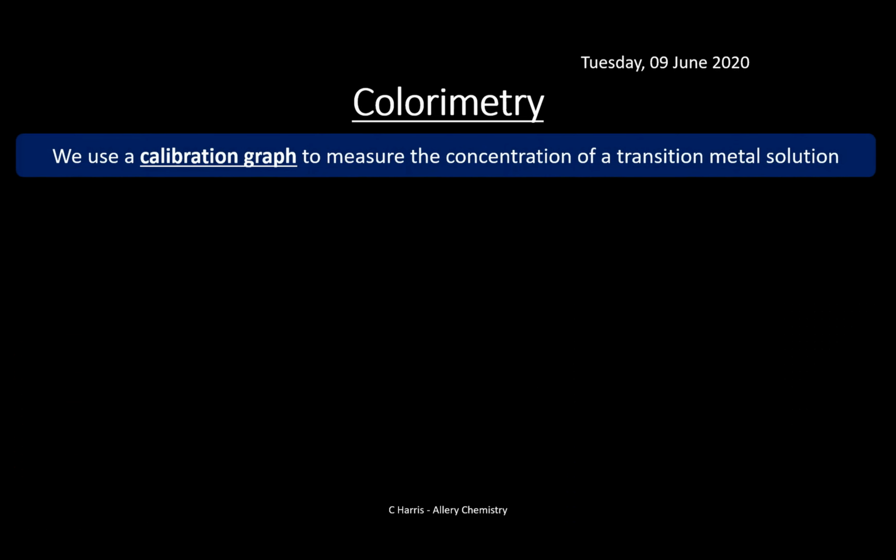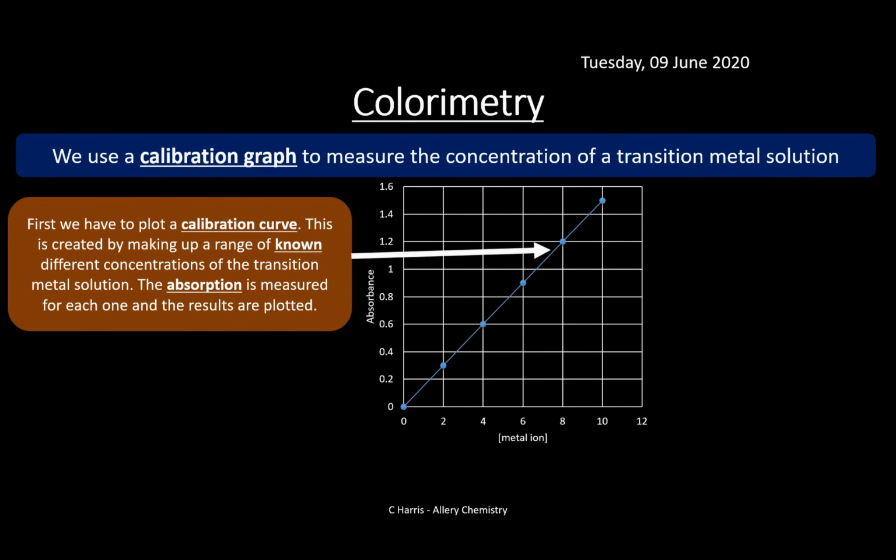Okay, so we use a calibration graph to measure the concentration of a transition metal solution. This is what we're going to be using to see how much of that transition metal we've got in our solution. So first of all, we plot a calibration graph. This is created by making up a range of known different concentrations of the transition metal solution. The absorption is measured for each one, and the results are plotted.